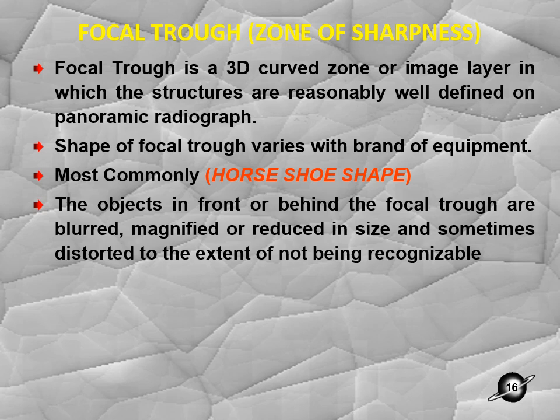The shape of this focal trough usually varies with the brand or manufacturer, but usually it is a horseshoe shape, that is, the shape of your dental arch, mandible or maxilla. Objects, as I told you, in front of or behind the focal trough are completely blurred, magnified or reduced in size, and sometimes distorted to an extent that they are not completely recognizable.